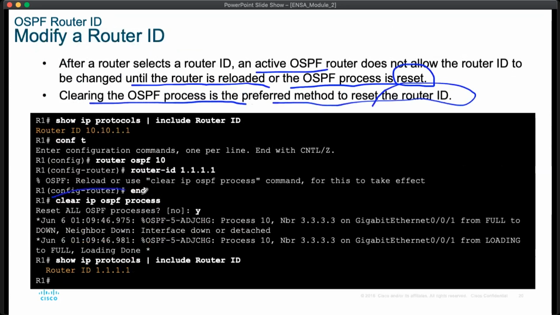So this is the command for clearing the OSPF process in order to reset the router ID.